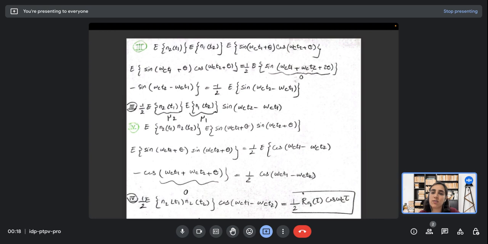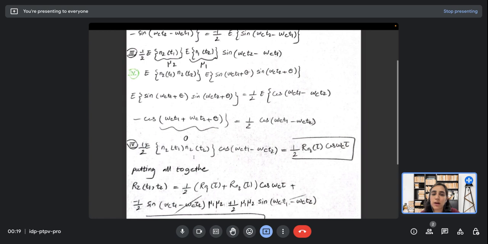In the third part of this formula, again, we have expected value of n2 and expected value of n1, and expected value of sine times cosine. And sine of a times cosine of b can be written as 1 divided by 2 times sine of a plus b minus sine of a minus b. After doing the calculations, again the integral is 0 for the first part, and the second part is the constant that comes out of the expected value. So we will have 1 divided by 2, mu2 times mu1 times sine of WC t1 minus WC t2 minus WC t1.